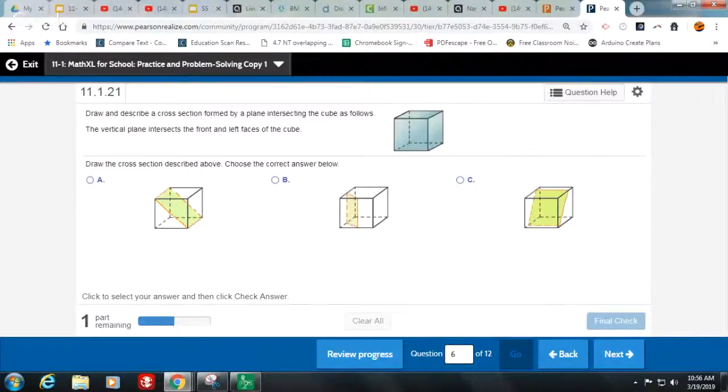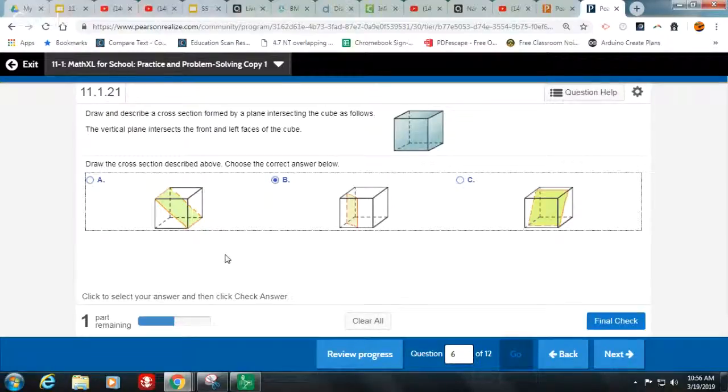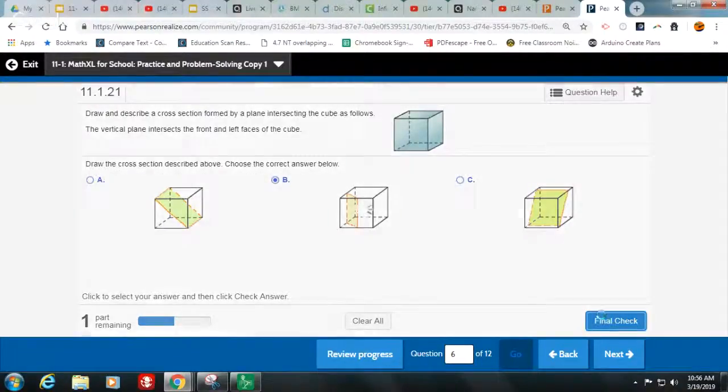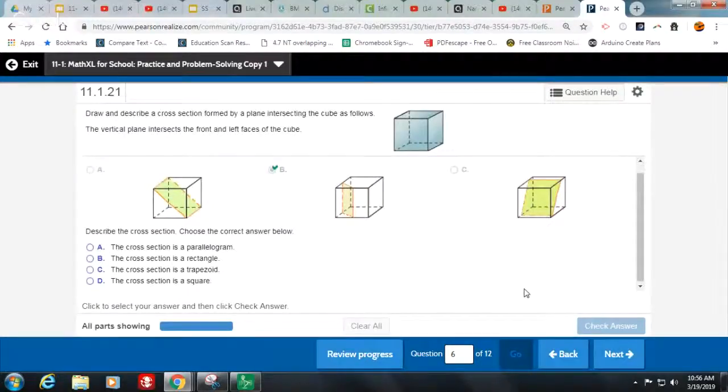Okay, so 3, 2, 1. They have a cube. And they're going to tell us what they're going to do with the cube. They're going to take a vertical plane, intersect the front and the left face. So the front is here, the one that's sticking out, and the left face. So which shape is that? B. And then they're going to ask us, what shape is that? A rectangle. It's a rectangle.